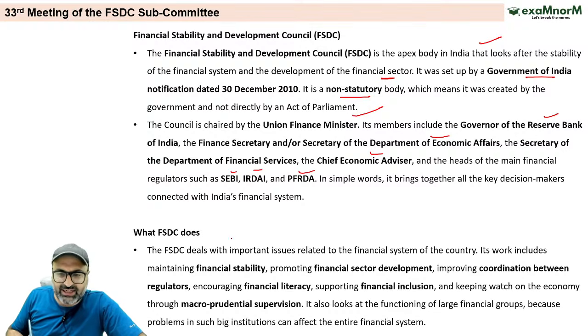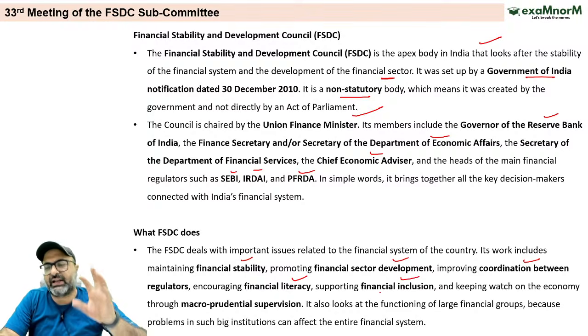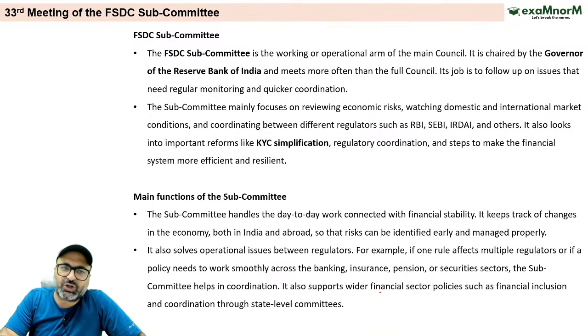What does FSDC do? It is basically responsible for financial stability. It promotes financial sector development. It improves coordination between the regulators. It encourages financial literacy, and it pushes the country towards financial inclusion.